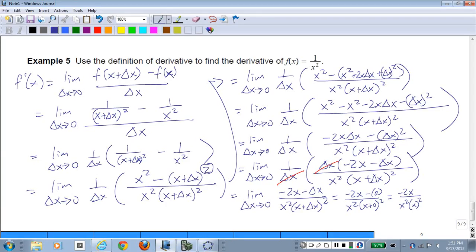Now, a step we might skip is the step where we write negative 2x over x to the fourth. I should write that, huh? Negative 2x over x to the fourth. But then we immediately realize we can reduce that one more time to what? Negative 2 over x to the third. There we go. Negative 2 over x to the third. And that's going to give us the derivative there.